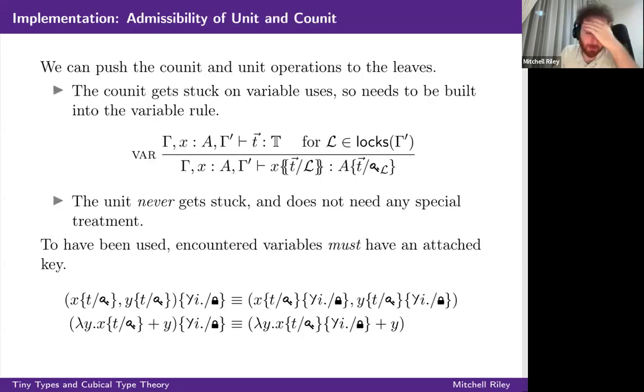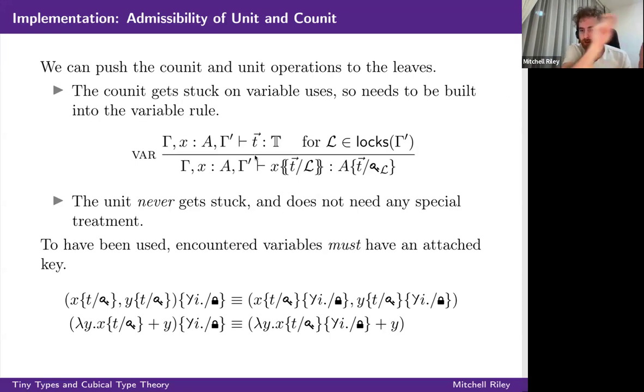Okay, so now I'll just talk briefly about how you might implement this. The main thing to think about is the unit and co-unit operations and what to do about them. You can always push them down to the leaves because they commute with everything. So the co-unit rule will get stuck once it gets down to a variable, because at this point, the co-unit is genuinely necessary for us to use that variable at all.